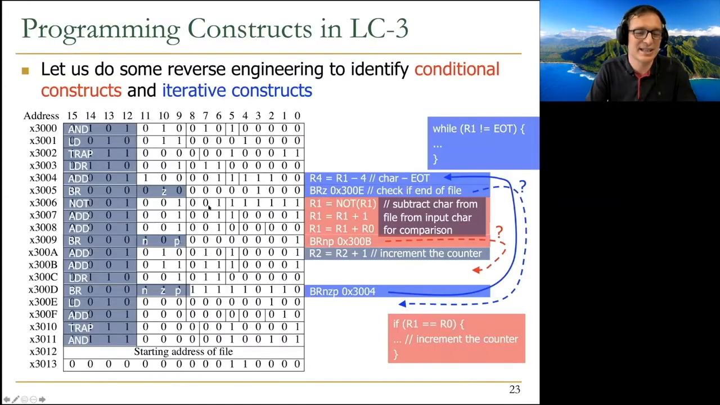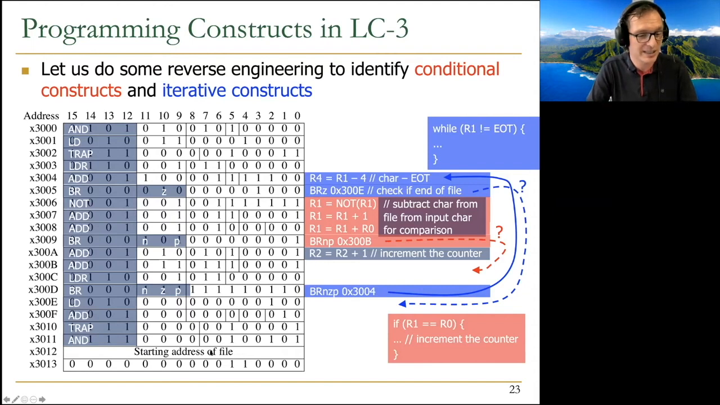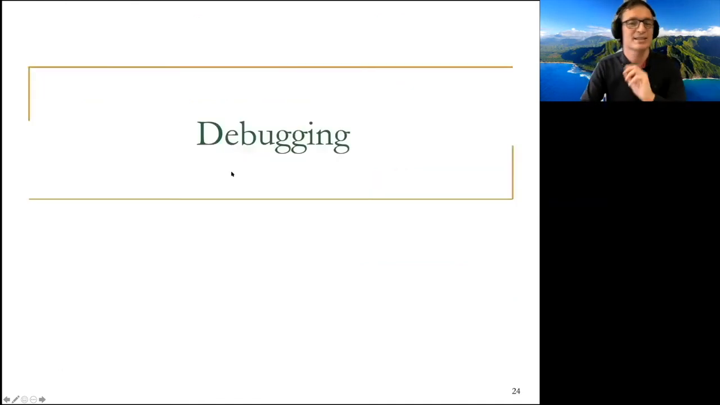Again, nothing is hard over here. It's just translating the program into assembly language and then the machine code later on. You can also start from the machine code and reverse engineer the program as well, right? And you can see that there's a starting address of the file over here. So the file actually is stored in memory. In this case, it's a memory mapped file. But again, we're not going to go into that in this course.